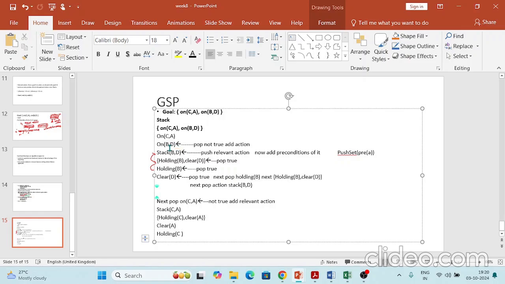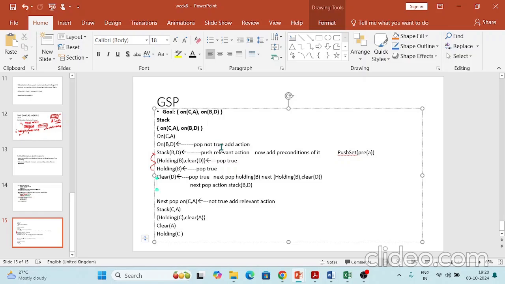Now what is the first thing? On BD. Pop, and see whether on BD is there in the state. If it is there, then it is true. Now on BD, it's not there in the state. So the state is not including this on BD. So pop, it's not true.